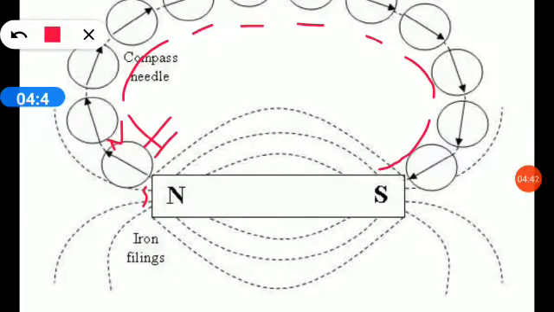You can draw a line. And like this we will get a closed line. You will put a compass here and mark the point, then put the compass at another point, and when you join all the dots, you will get the magnetic field lines.